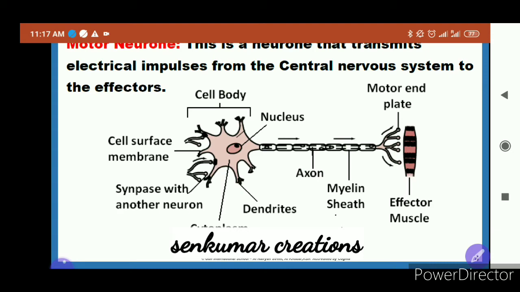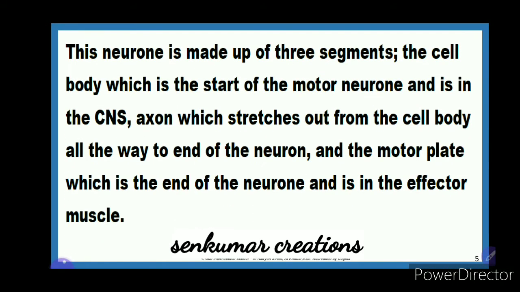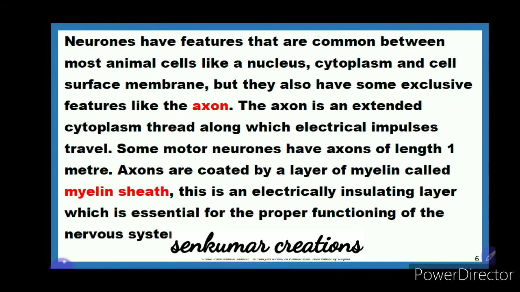So let's see the next. Neurons have features that are common between most animals, like a nucleus, cytoplasm, and cell surface membrane. Generally, many mammals are there. We are mammals, and cows are mammals, elephants, tigers, cats, rats. So we are going to see the common features of the neurons among these mammals. The nucleus is present in all the animals, in all the neurons. Cytoplasm is common. Cell surface membrane is common.